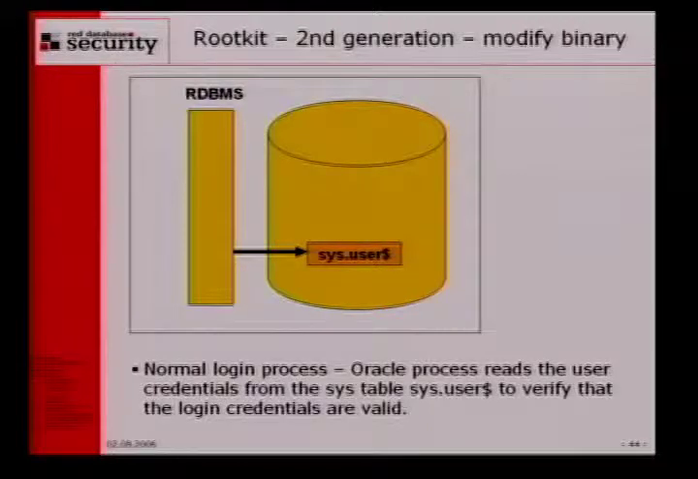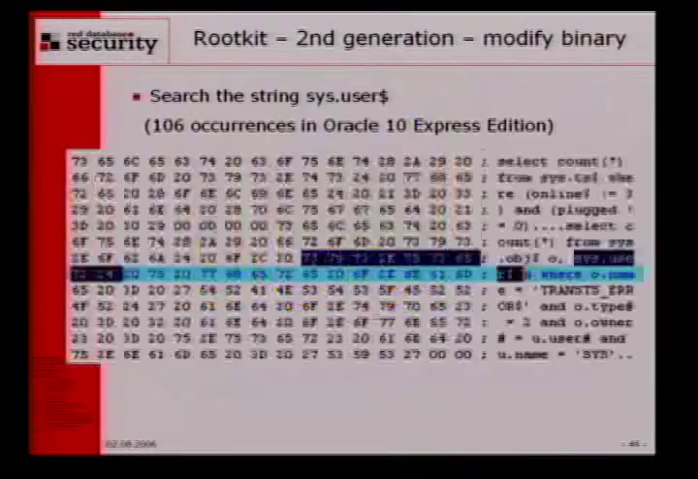The first idea, it's quite easy to implement, is we can implement a rootkit by modifying the binary. So what happens during a normal login process? The Oracle executable is looking in the table sysuser$. Then it reads the username and the hash value and compares this data with the login data. The question is, how does Oracle know to look up in the table sysuser$? It's quite easy, it's somewhere written in the code.